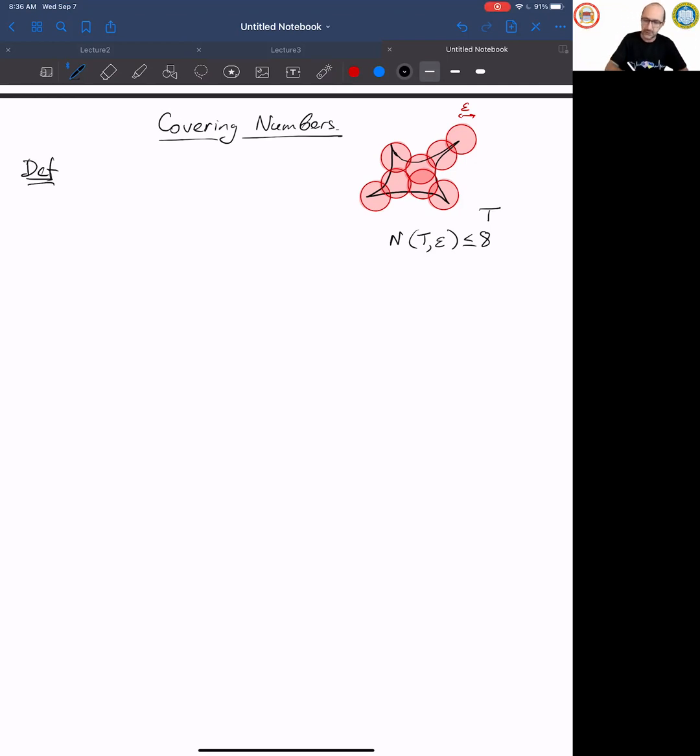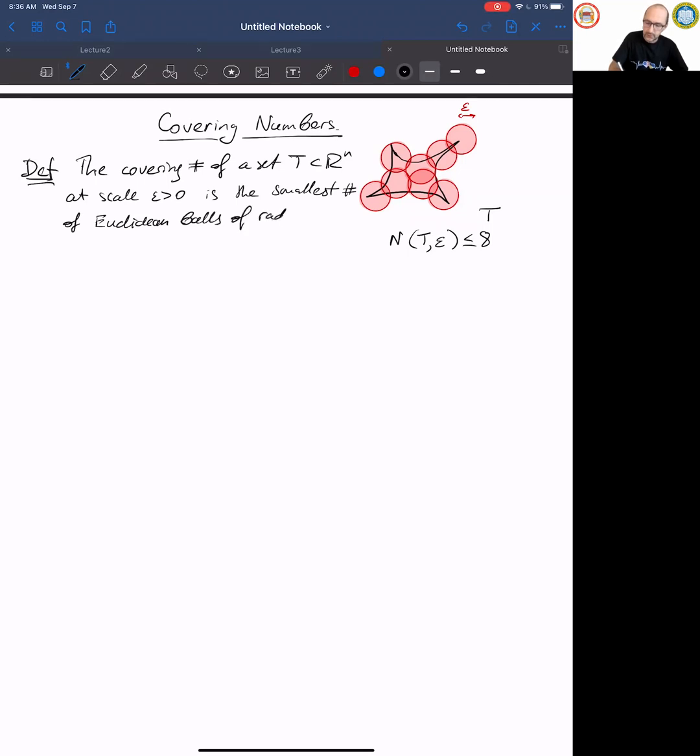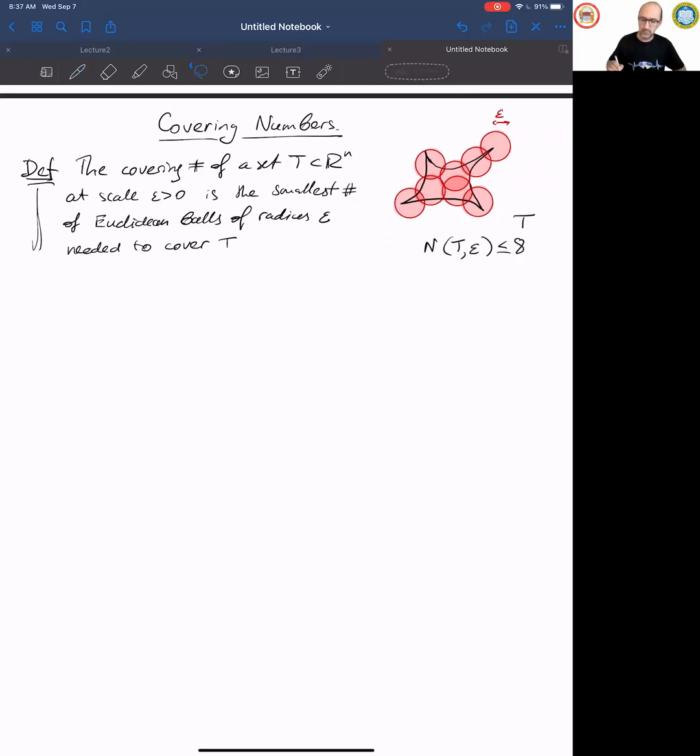Okay, so the definition. The covering number of a set T in R^n at a given scale epsilon is just the smallest number of round Euclidean balls of radius epsilon needed to cover T. Here's the definition, here's the example. Clear? No questions about the definition? Very good.